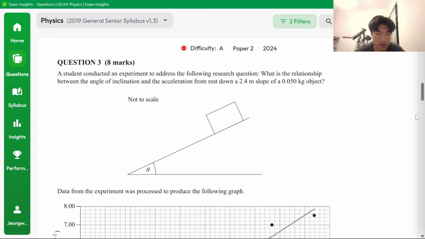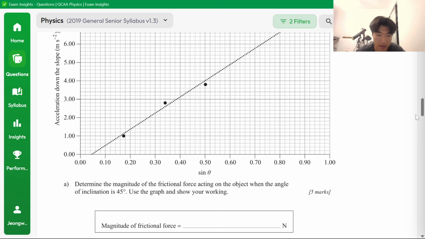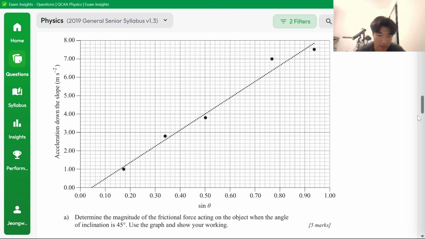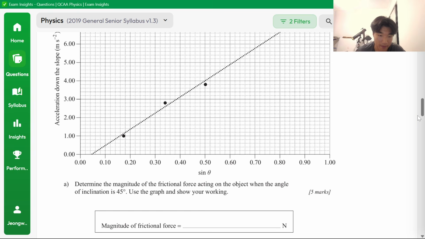A student conducted an experiment to address the following research question. What is the relationship between the angle of inclination and the acceleration from rest down a 2.4 meter slope of a 0.05 kilogram object? Data from the experiment was processed to produce the following graph. So we have this graph. Okay. Determine the magnitude of the frictional force acting on the object when the angle of inclination is 45 degrees.